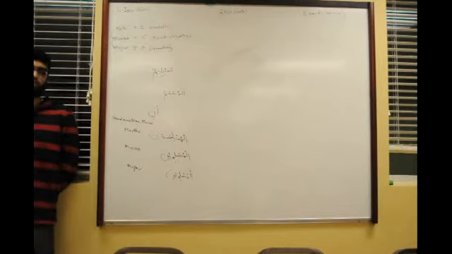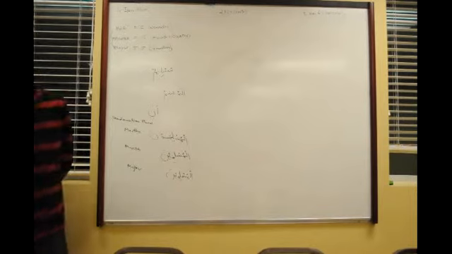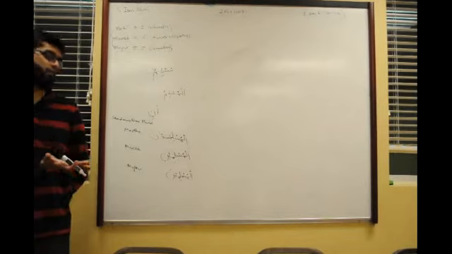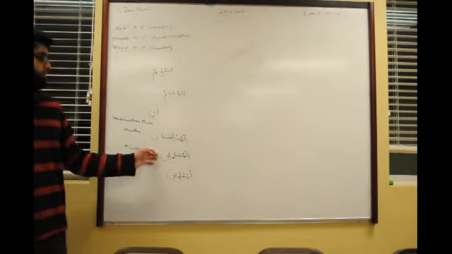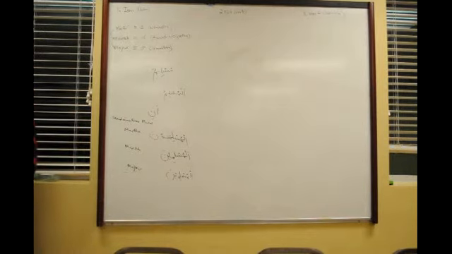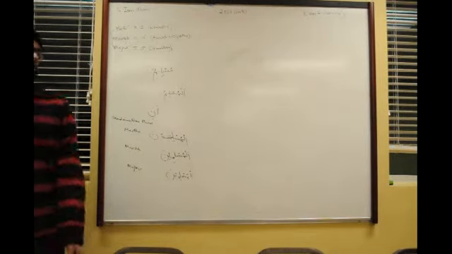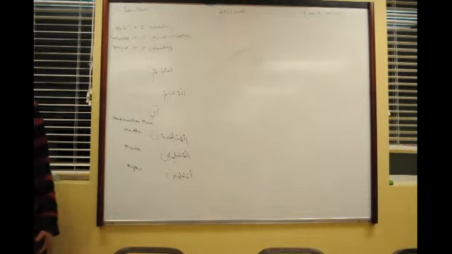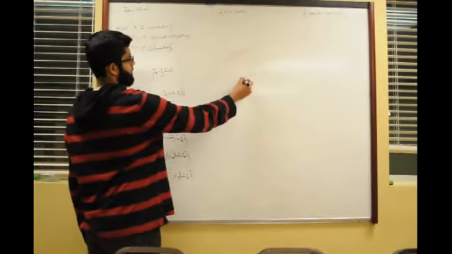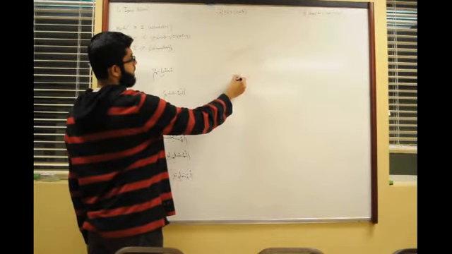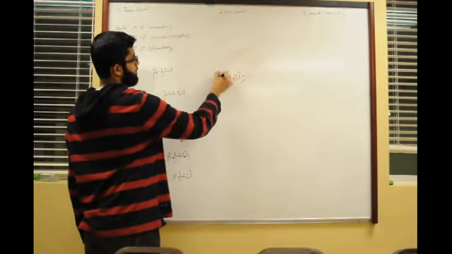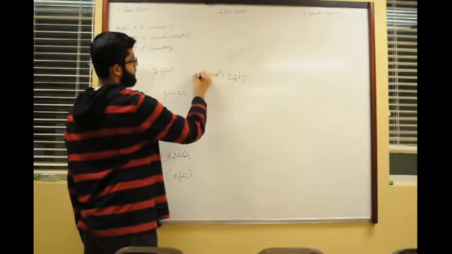So what's the obvious problem? Majroor and mansub both have a fatha. They're both exactly the same, right? So how do you know when al-Muslimina is mansub and when it's majroor? Context, exactly. So when I'm reading something like ra'aynā al-Muslimin.